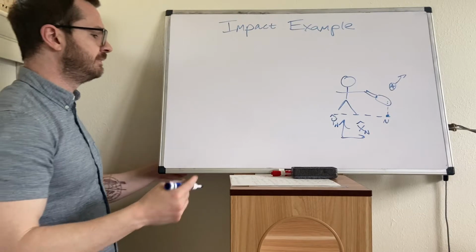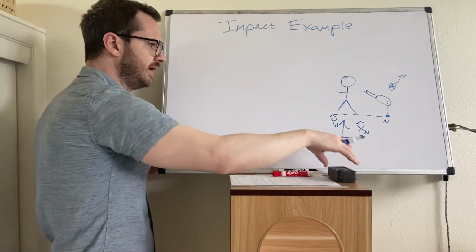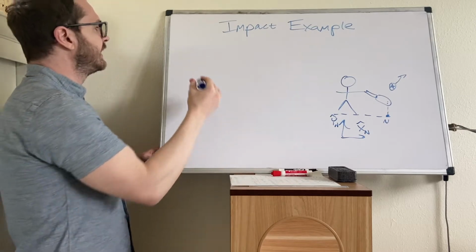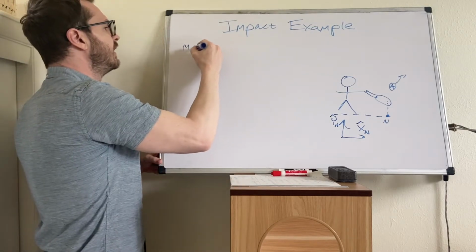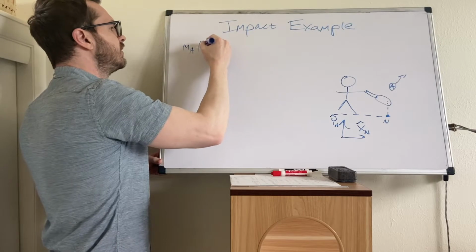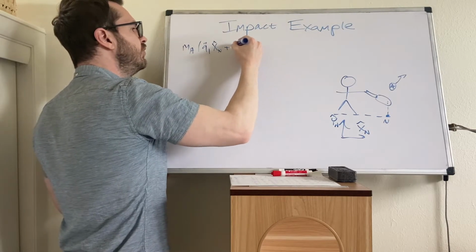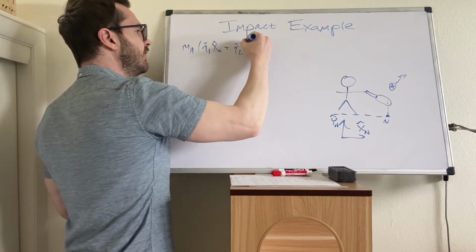Now, we have done a ballistic problem before. We know what this is going to look like. We're going to have m_A q1 double dot in the x hat in and q2 double dot in the y hat in.